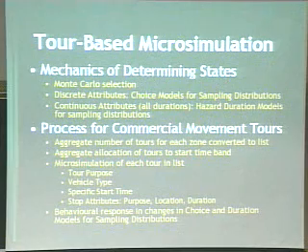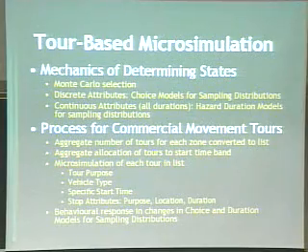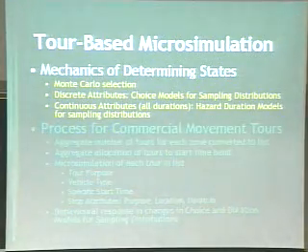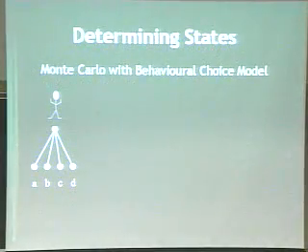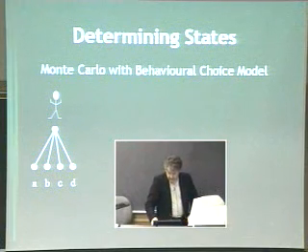And then I'll talk about the process for the commercial movement tours as well, go through the actual mechanics. But I'll talk about this first and just say, if I have some sort of point where the driver has 4 alternatives, there may be 4 stop alternatives, there may be 4 stop purposes that we're trying to allocate, and I've just listed them as A, B, C, D.